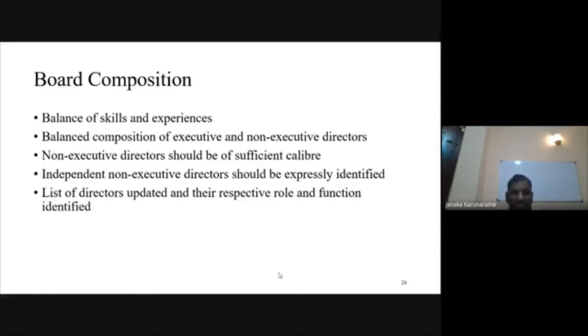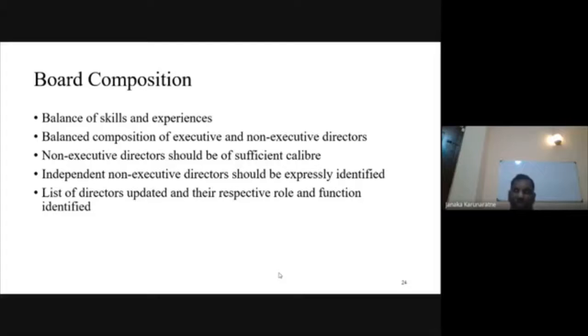The balanced composition of executive and non-executive directors. Now again, this is very important. You have a balance of executive and non-executive. If you have too many non-executive directors, that again creates problems because the idea of bringing the thoughts of executive directors is limited. But if you have too many executive directors, then of course the independent decision making process is affected. So try to maintain a balance.